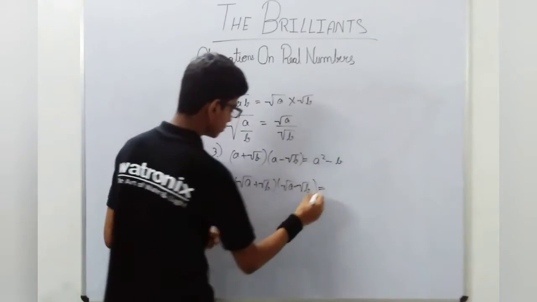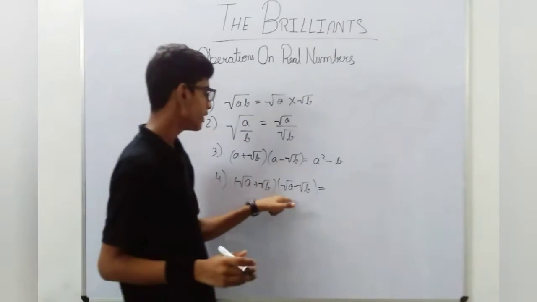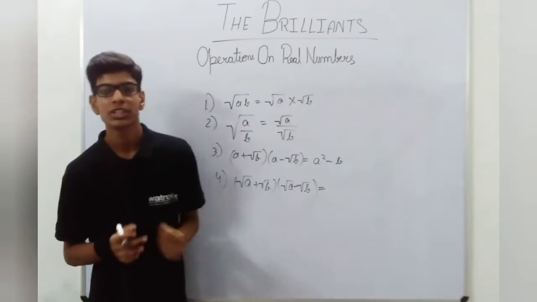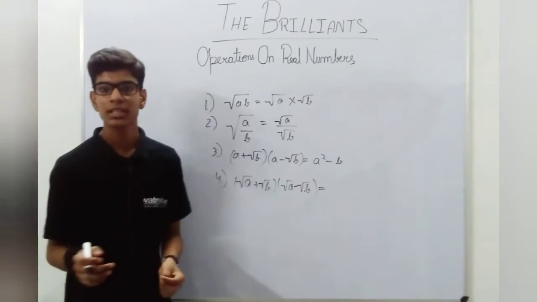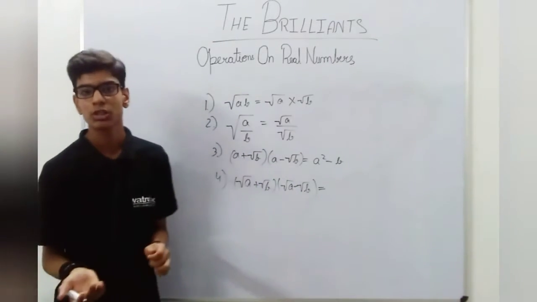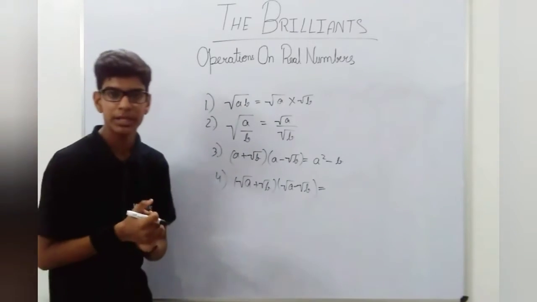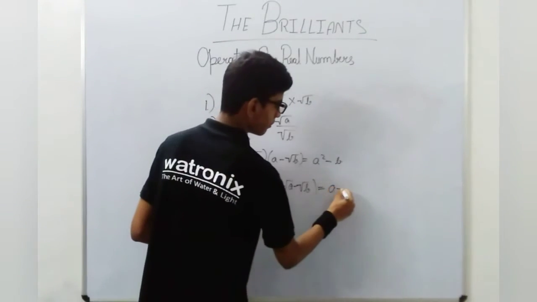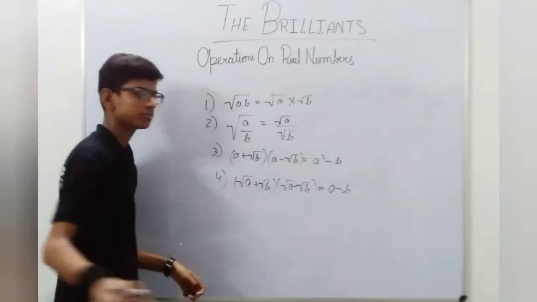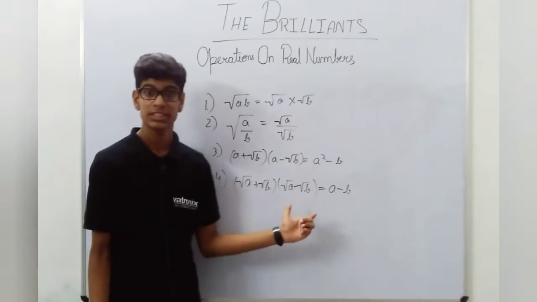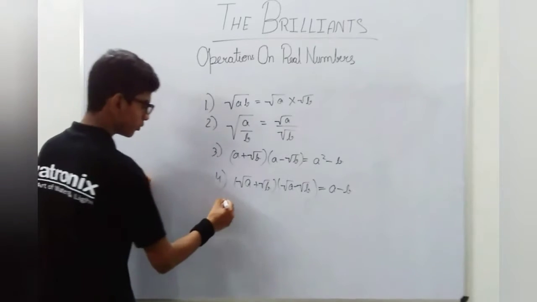Now what we are going to do? √a + √b and √a − √b. So it is in the form of (a + b)(a − b), which is equal to a² − b². Here the square of √a will be a and the square of √b will be b. So the answer will be a − b. Simple. Easy.